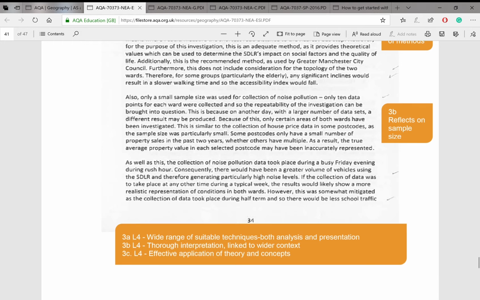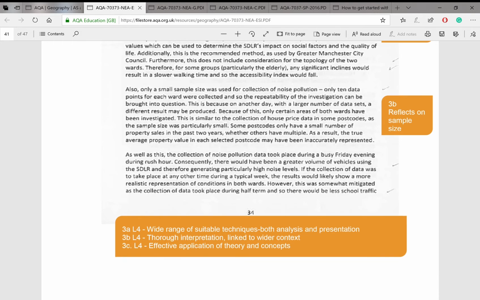And they also talk about their house price data in some postcodes because they believe the sample size was particularly small. And it says here, as a result, the true average property value in each selected postcode may have been inaccurately represented. So they're therefore talking about accuracy and to what extent their results are representative of the whole population.